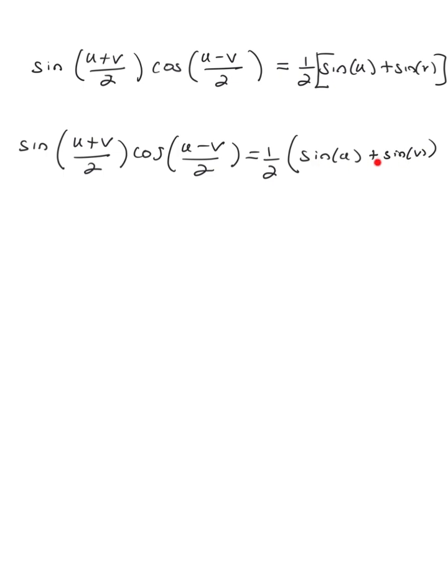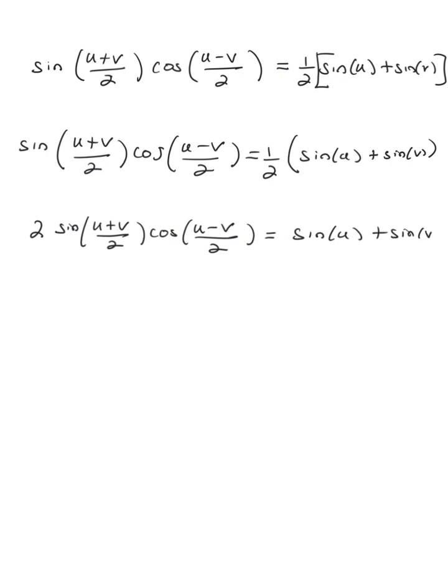To solve for the sum of sine of u and sine of v, I'm going to multiply 2 to the other side. So this whole thing becomes 2 sine of u plus v over 2 times cosine of u minus v over 2 is equal to simply sine of u plus sine of v. Now this is written in terms of u's and v's, but this is precisely the sum formula for sine. All you need to do now is just call the u alpha and the v beta, just relabel it, and we actually end up with the identity.